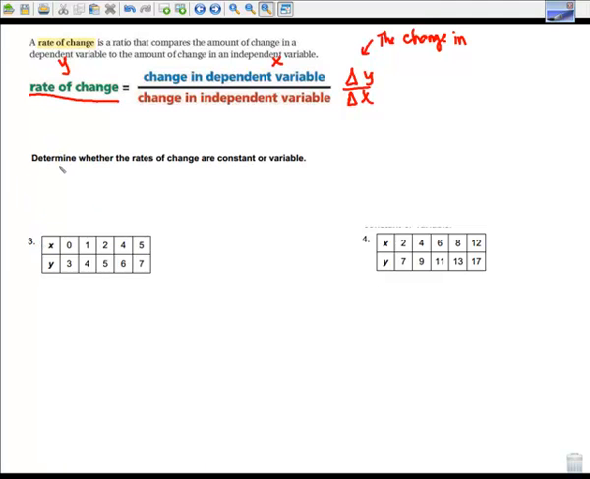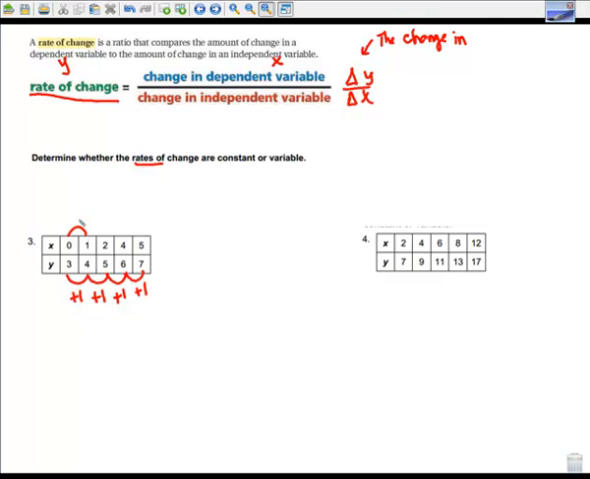And here they want us to determine whether the rates of change are constant or are they variable. Do they change? So I'm going to go ahead and figure this out. The change from 3 to 4 is add 1. 4 to 5 is add 1. 5 to 6 is add 1. 6 to 7 is add 1. So it looks like my change here is constant for the y's, but I'm looking for the rate of change.